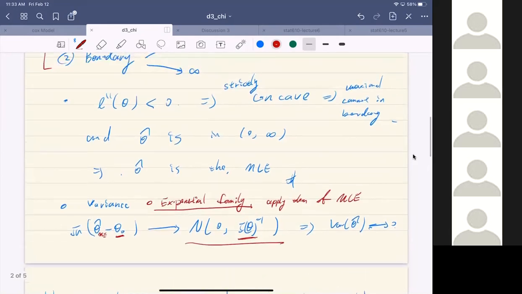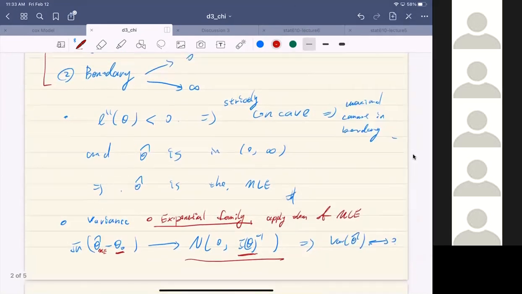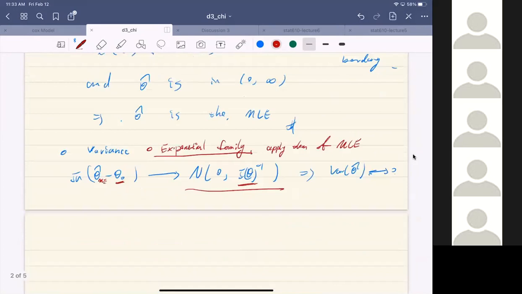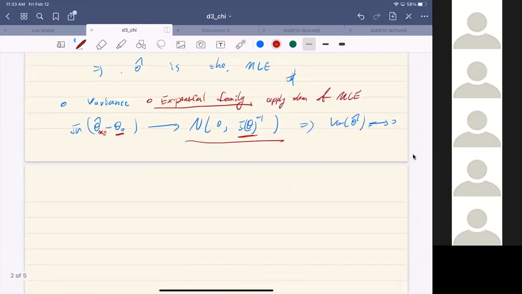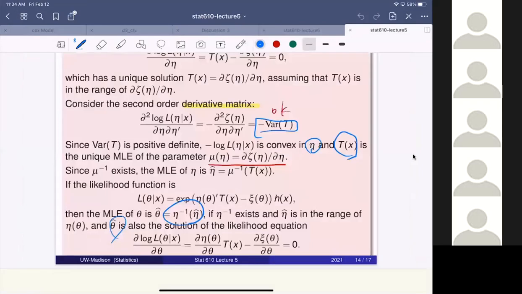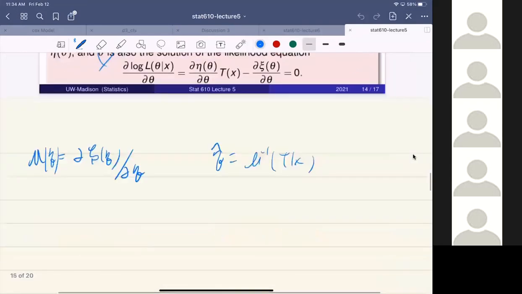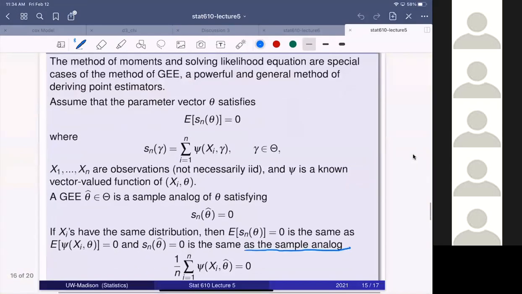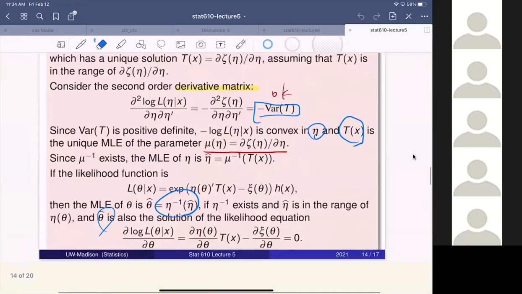Did we see that in lecture, or is that something new that we're learning right now? Yes, we haven't seen it in lecture, but I'm thinking we may be able to use another way to find the variance. This can find the variance of t.